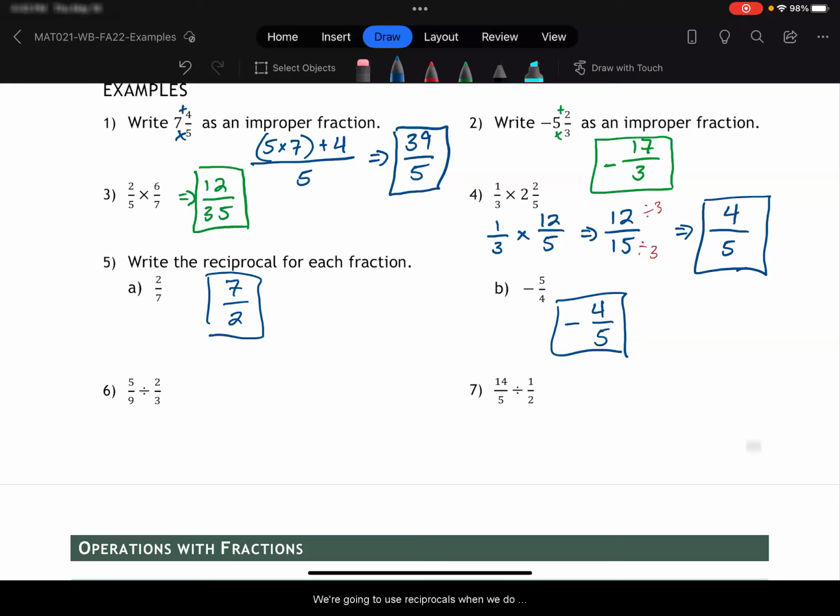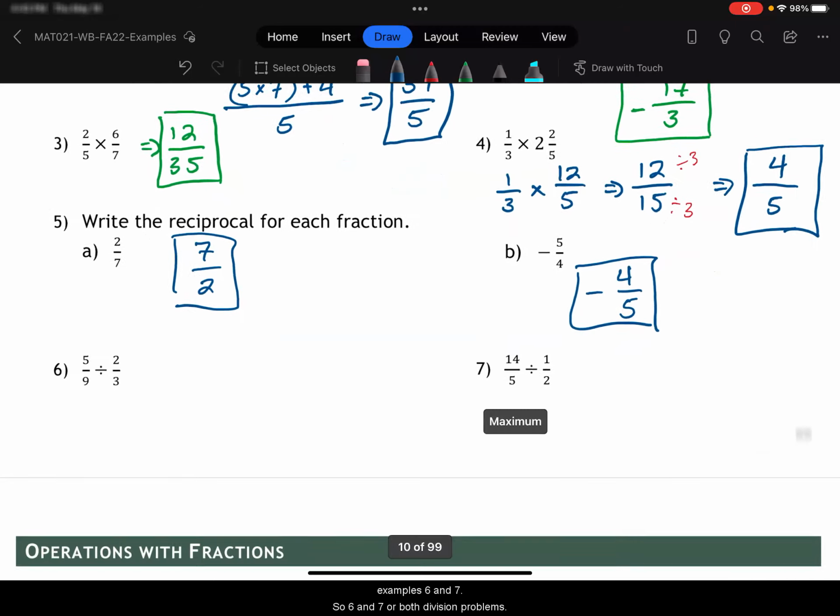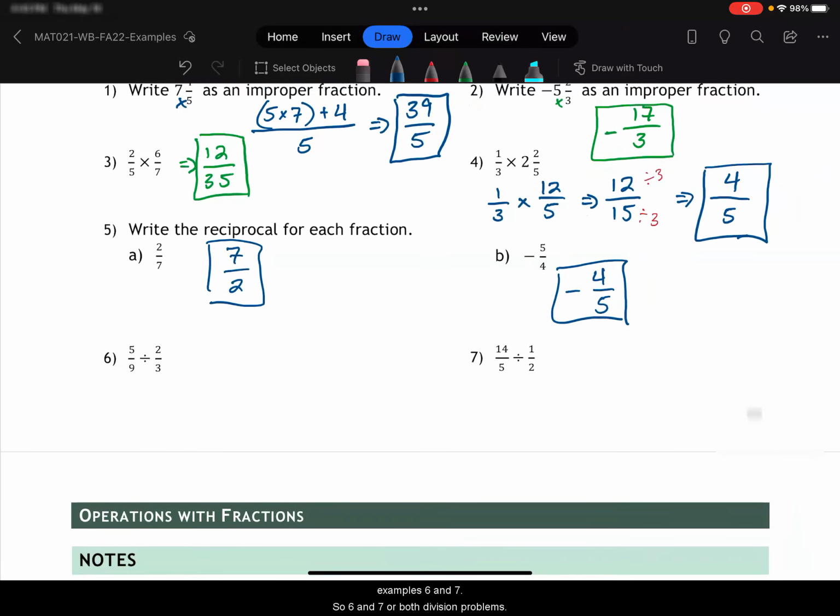Okay. We're going to use reciprocals when we do examples 6 and 7. So 6 and 7 are both division problems. Remember, when we divide, we keep the first fraction. So 5/9 for number 6 will stay 5/9. Change division to multiplication. And then use the reciprocal of our second fraction. So that will become 3 over 2.